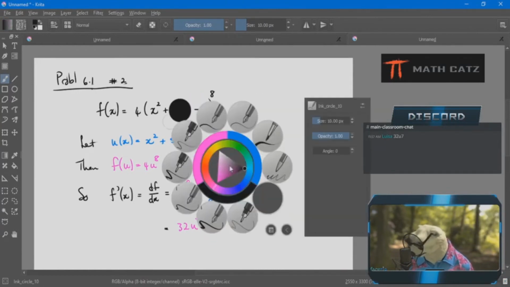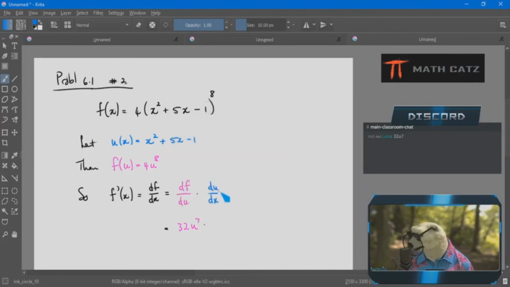Now the blue part. Derivative of u with respect to x. Well, I have the blue. I'm looking at blue. It matches. I'm not looking at anything that's not blue. If it's not blue, I don't see it right now. Of course, I have a 2x plus 5, but you should remember your brackets, right?